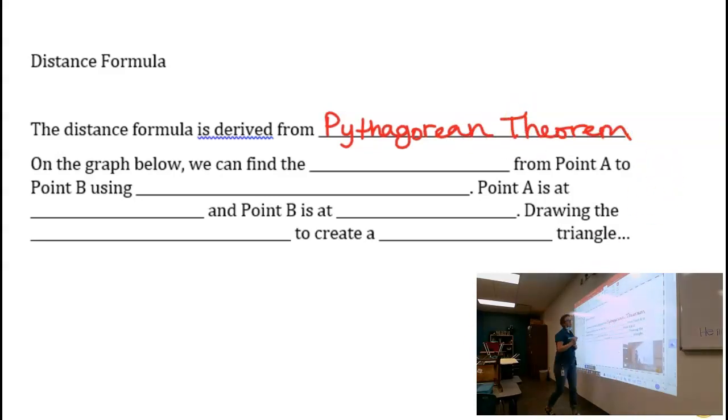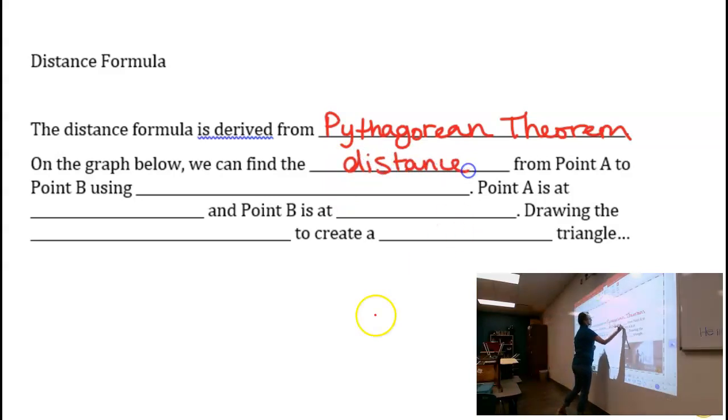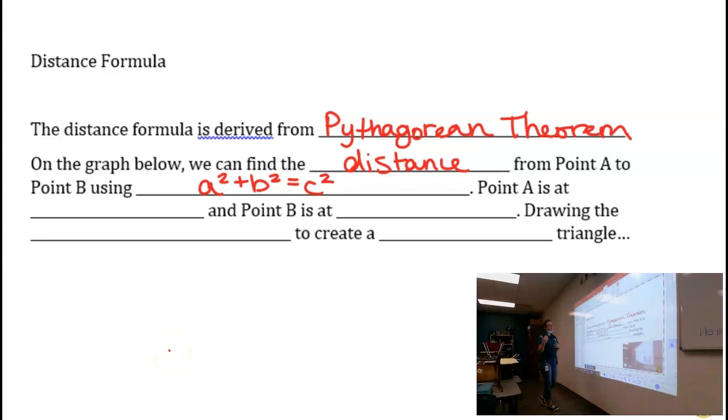If you want to abbreviate theorem to THM, then you're welcome to, but the distance formula is derived from the Pythagorean theorem. On the graph below, we can find the distance from point A to point B using that Pythagorean theorem, which you have as a squared plus b squared equals c squared from your memory, from your earlier math classes.